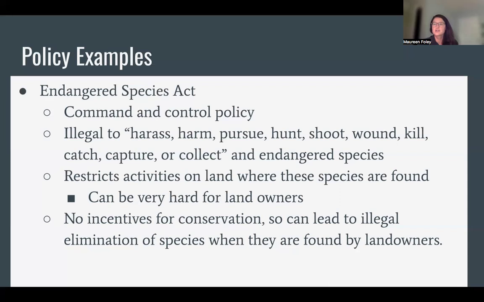They call this the shoot, shovel, and shut up method. So they're basically getting around this Endangered Species Act by getting rid of these species that existed there and then pretending that they never existed there. So it can actually drive harm to endangered species. So I would love to see this act reimagined and reinstituted with incentives for conservation rather than just punishment for not performing any conservation.